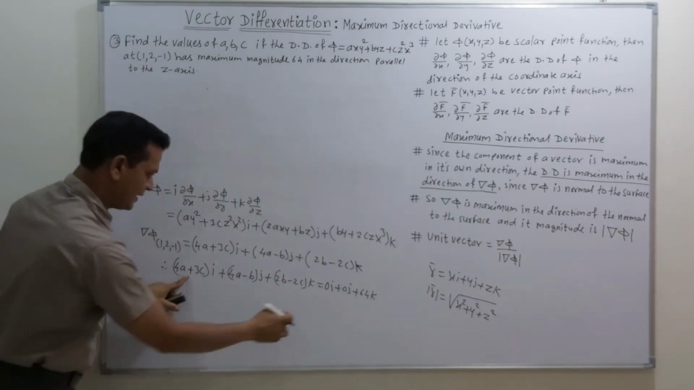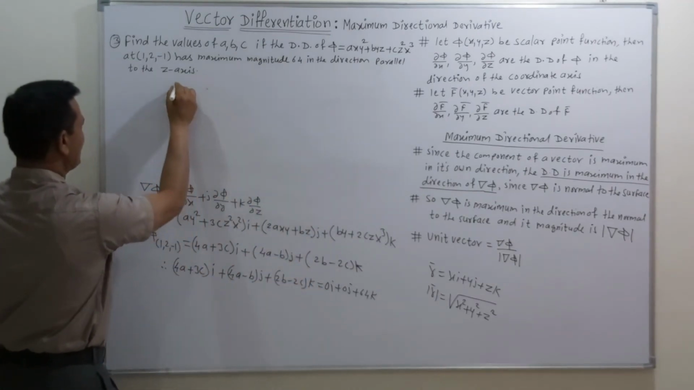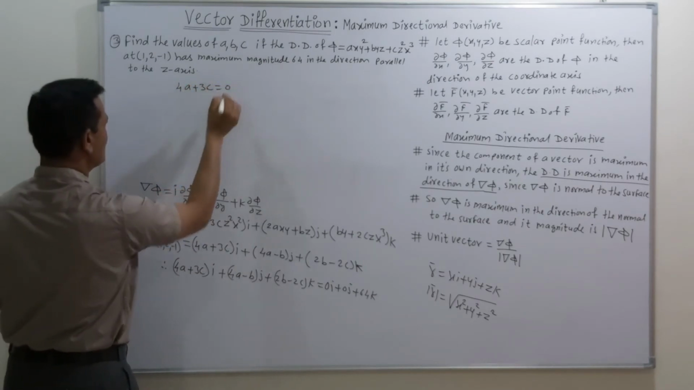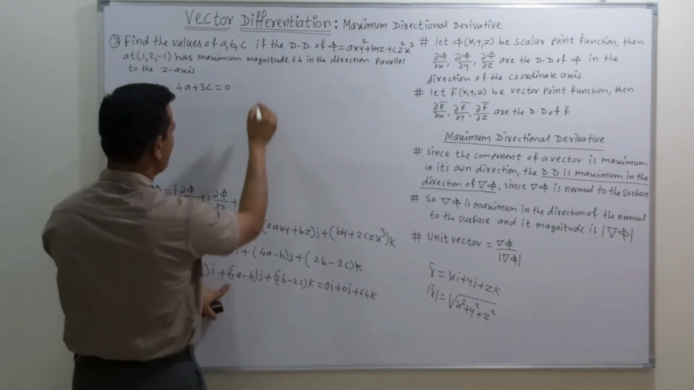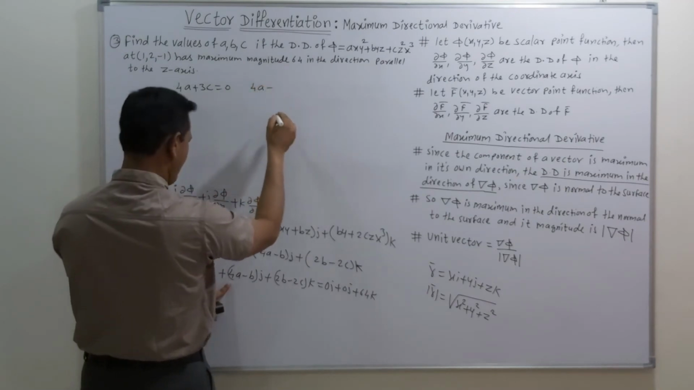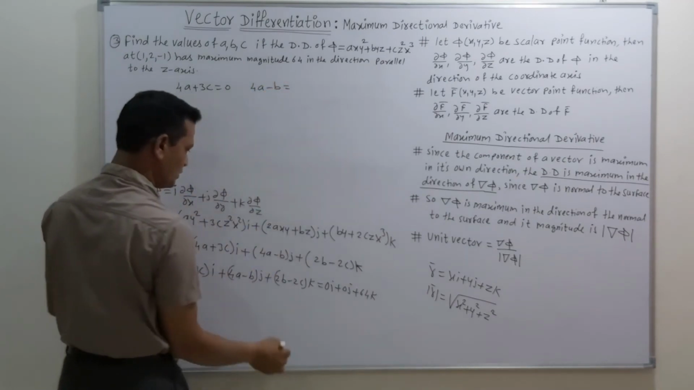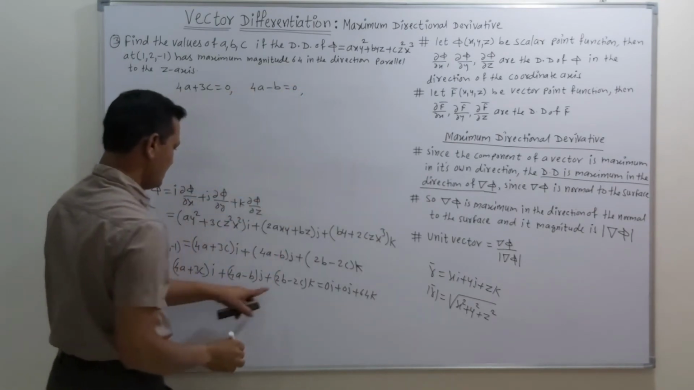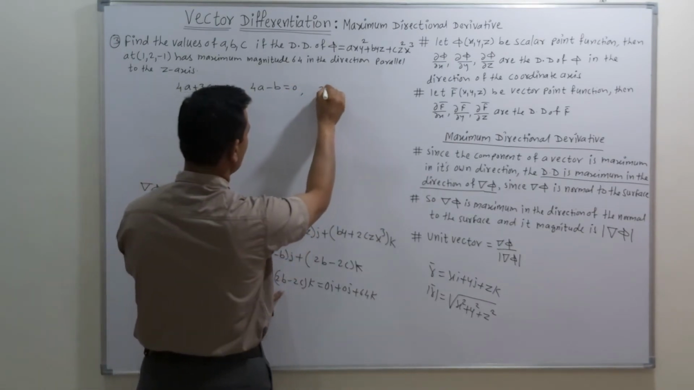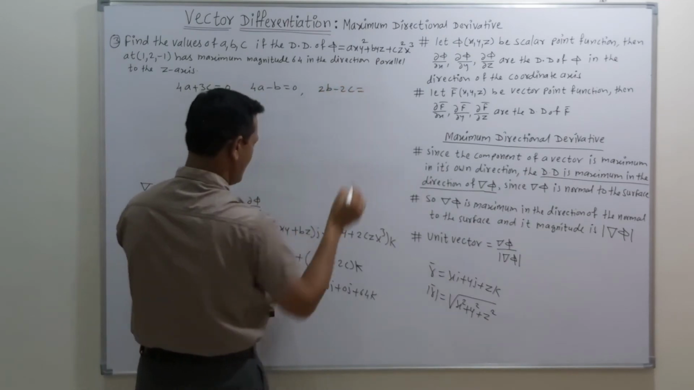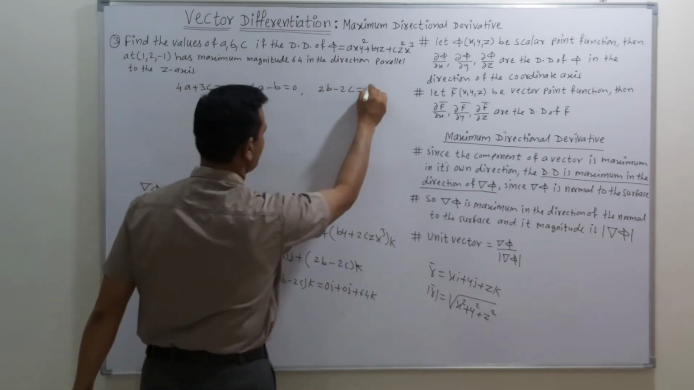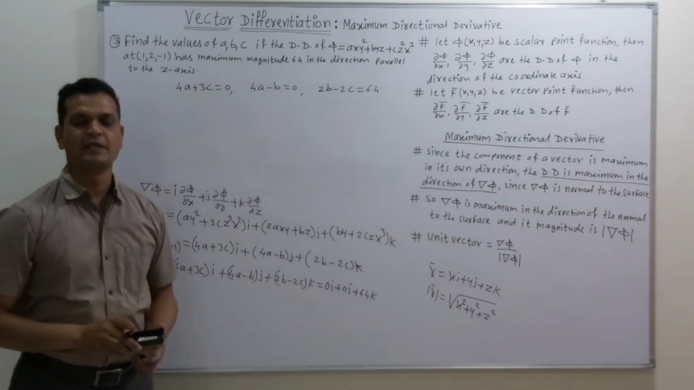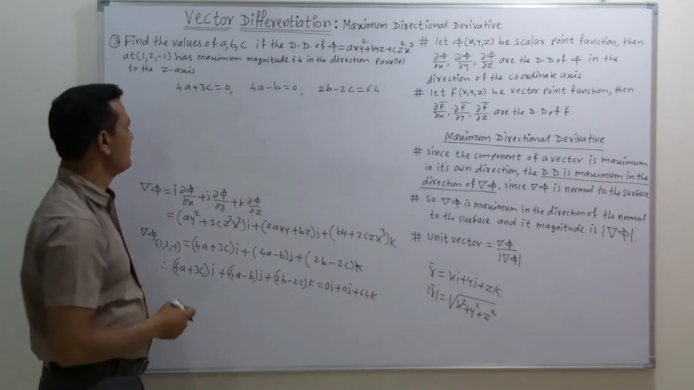So if we compare the i term coefficient, then we get 4a plus 3c is equal to 0. The second equation is 4a minus b is equal to 0, and the third equation is 2b minus 2c is equal to 64. Now friends, solve these three equations simultaneously and find the values of the constants a, b and c.